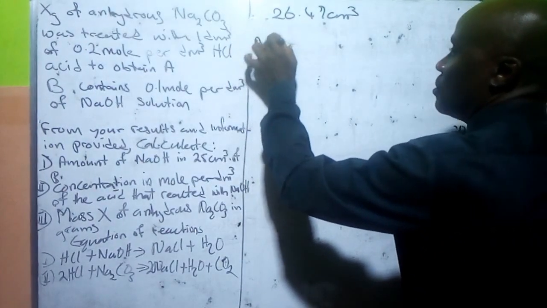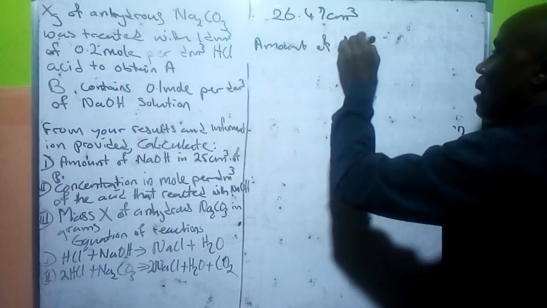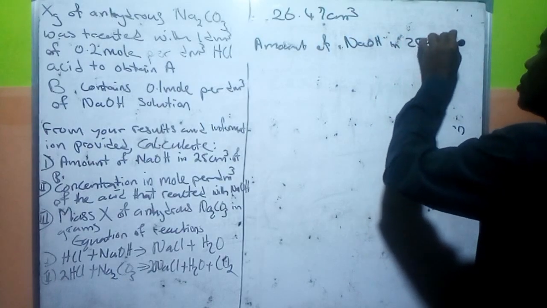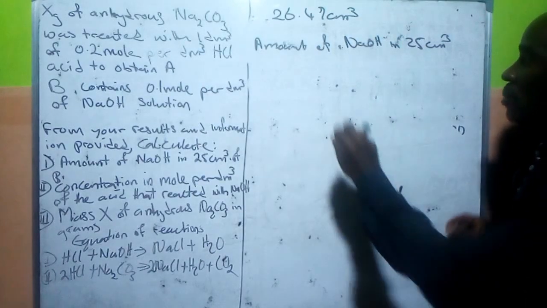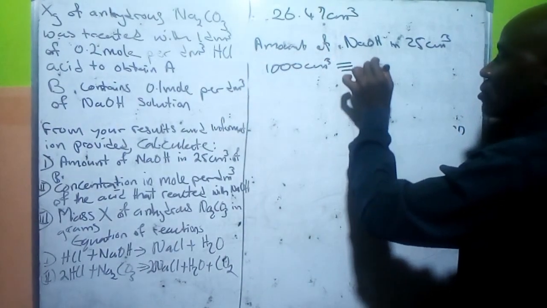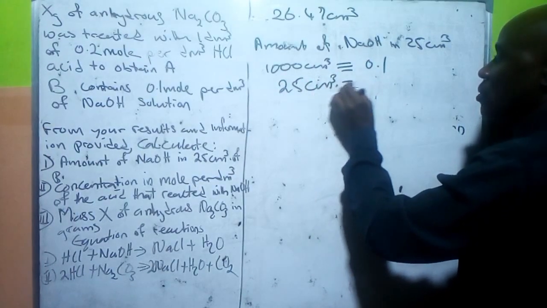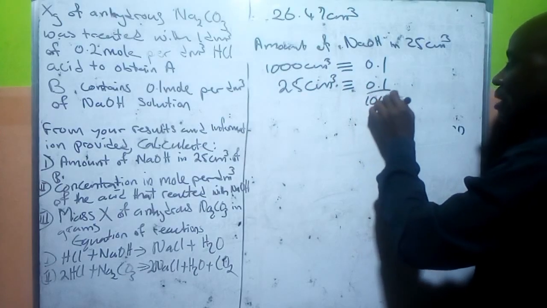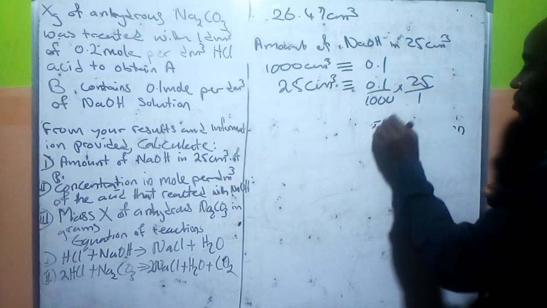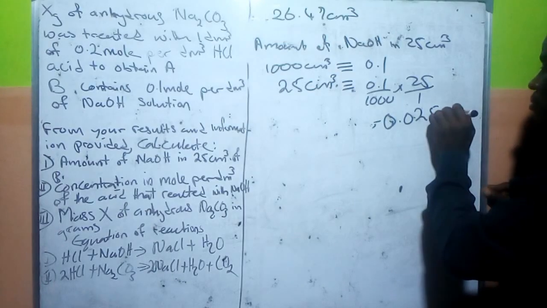we're talking about the amount of sodium hydroxide in 25 cm cube. So we know that in 1000 cm cube we have 0.1. Then 25 cm cube will be 0.1 over 1000 times 25 over 1. So that will give us equal to 0.025 moles.